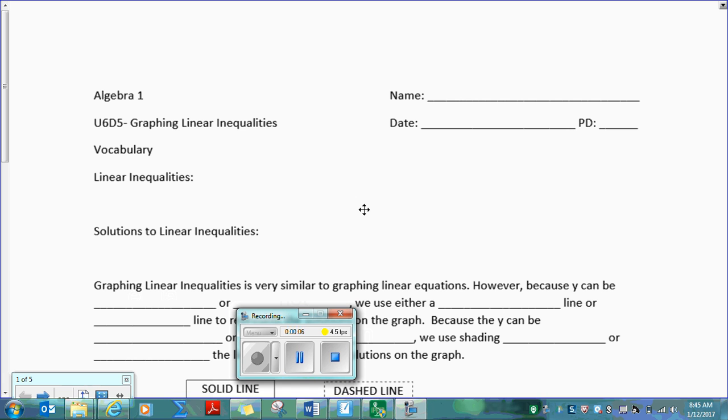Everybody, today we're going to be talking about graphing linear inequalities. So we're going to go ahead and start with some vocab.